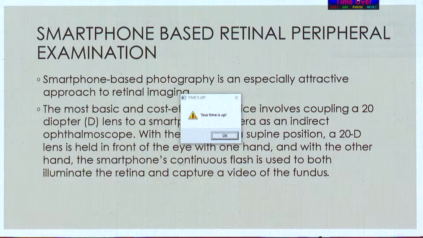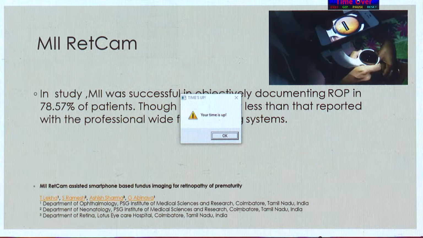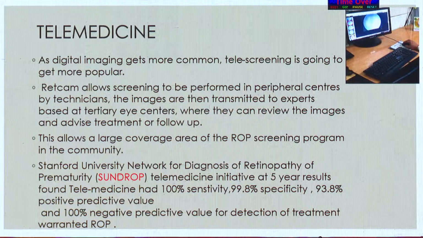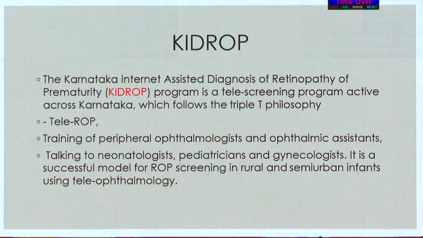Smartphone-based retinal peripheral examination can also be done in the present scenario, and this is the MI RETCAM, which has been invented by Ashish Sharma. It is not very expensive, and it was really successful in objectively documenting ROP in close to 80% of the patients. Telemedicine imaging is getting more common, where at the peripheral center the residents or other personnel can take these images from the RETCAM and transmit them to the central area, where the ROP specialist can see these images and give an opinion.